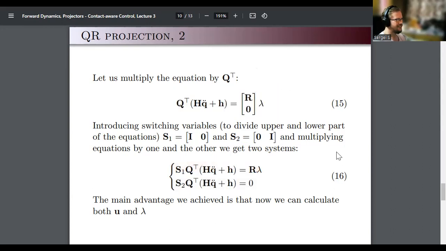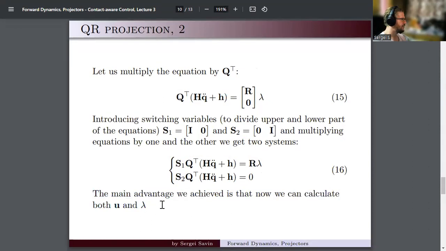Now, the main advantage is that we can now compute lambda if we want. We can compute q double dot if we want. Okay. We can compute lambda or q double dot.